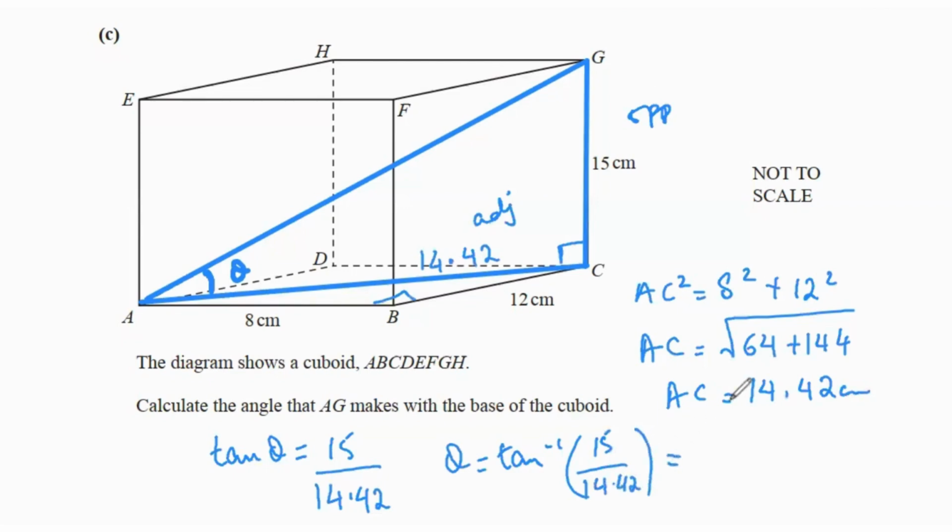And that gives us 46.13 degrees. That's the angle that AG makes with the base of the cuboid.